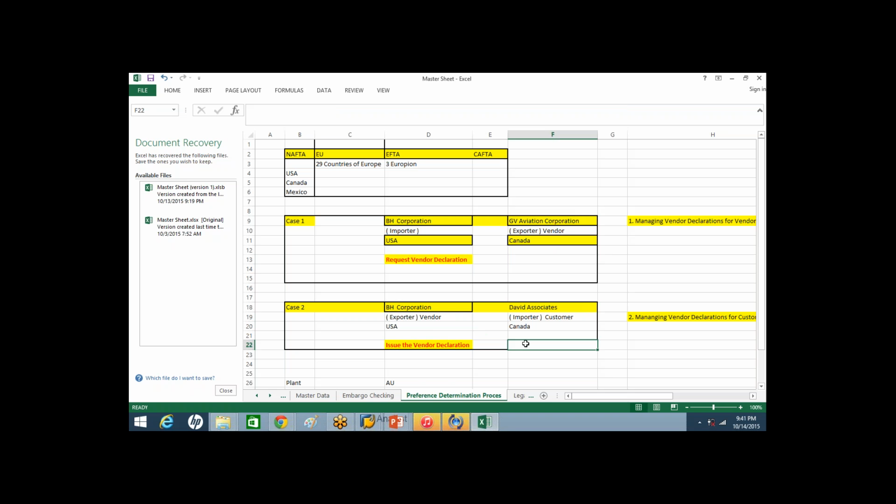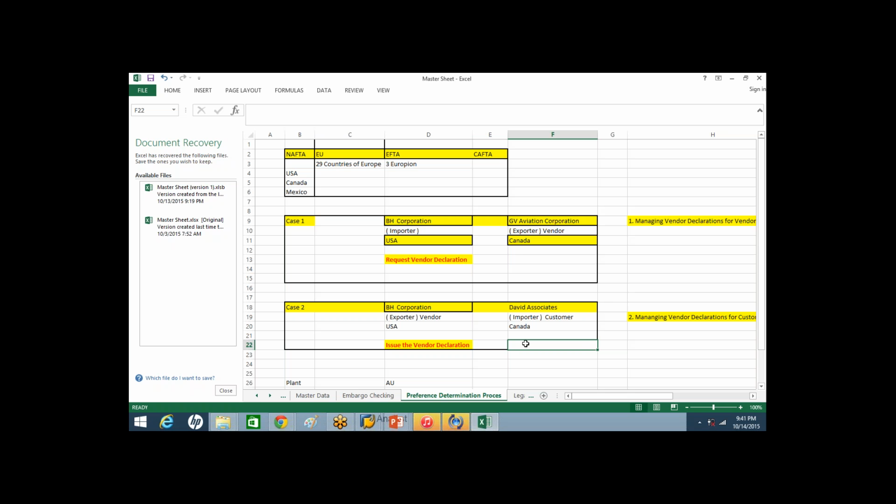So that means if a company is involving export and import activities with the same preference zone, in general, with the people belonging to the same preference zone, then the company needs to take care of two things. The first is requesting the vendor declarations from their vendor when they are importing, and the second is issuing the vendor declaration, or sending it, to their customers who belong to the same preference zone.